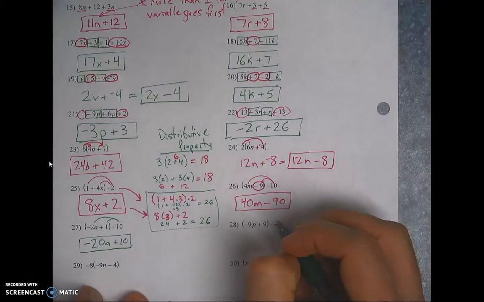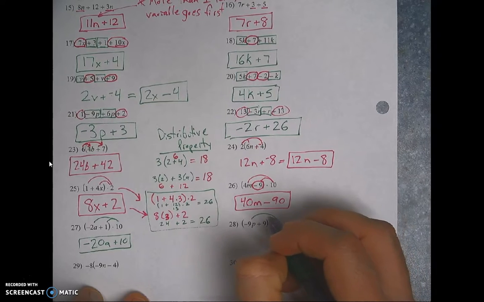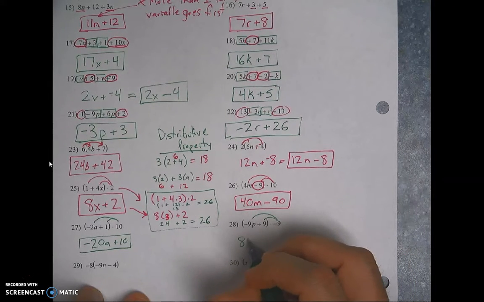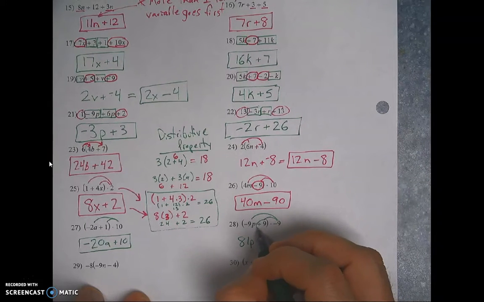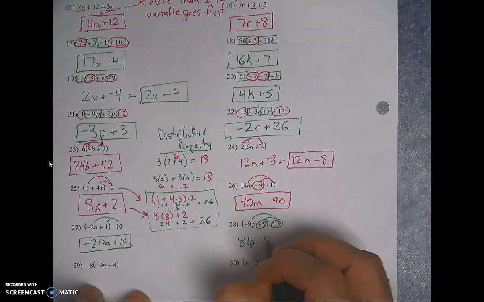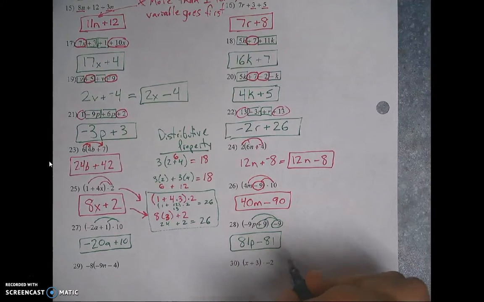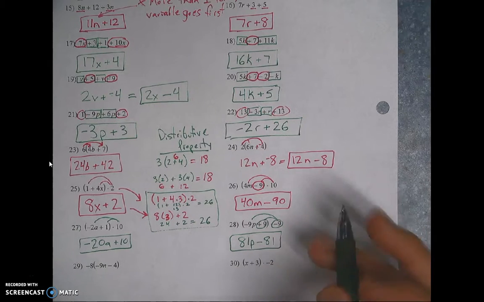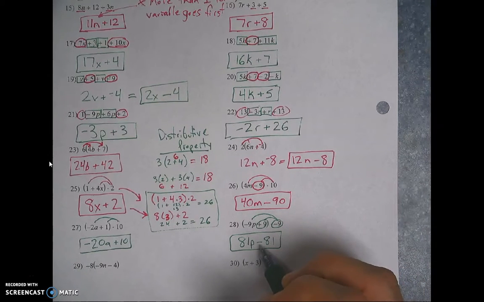28. Negative 9 times both of these. So negative 9 times negative 9 is positive 81p. And now I'm going to do positive 9 times negative 9. That's negative 81. So I'm going to write that as minus 81. If we can start making that transition where we're not going to put plus negative 81 and then have to fix it and simplify it again, as soon as you get a negative, just write it as a minus.